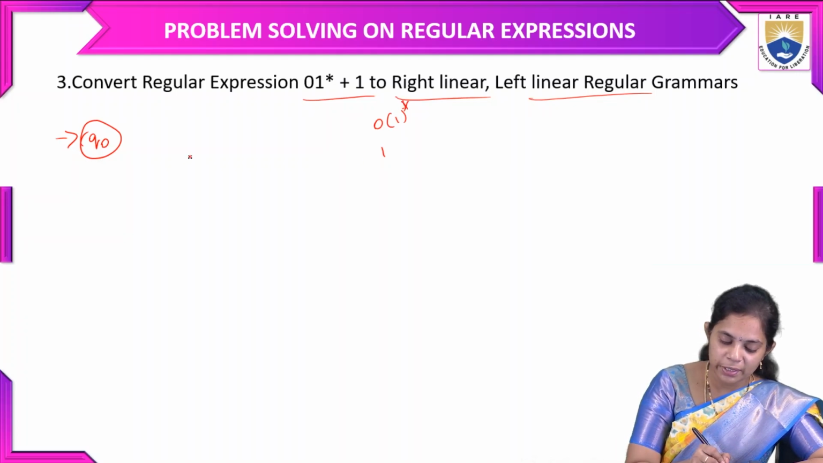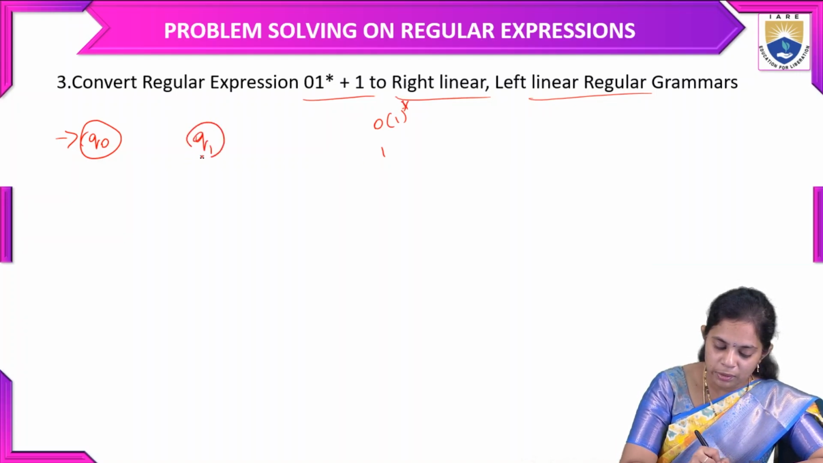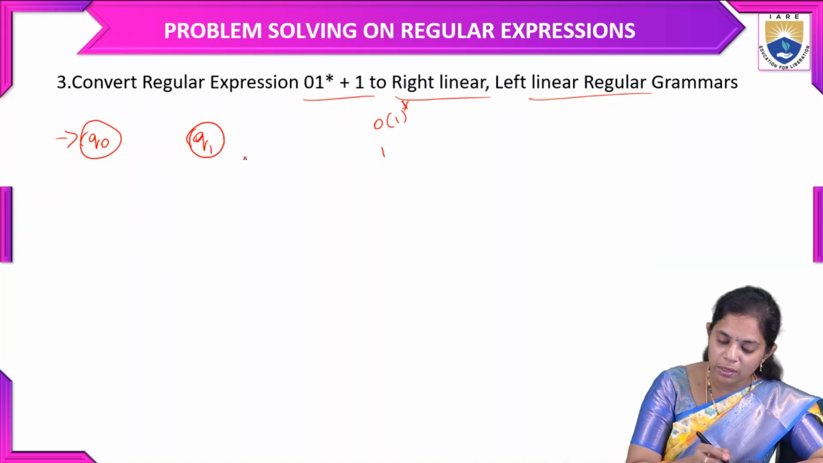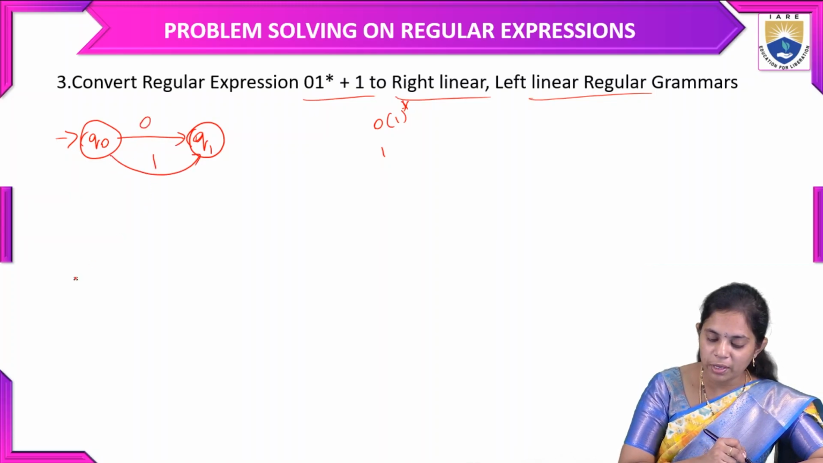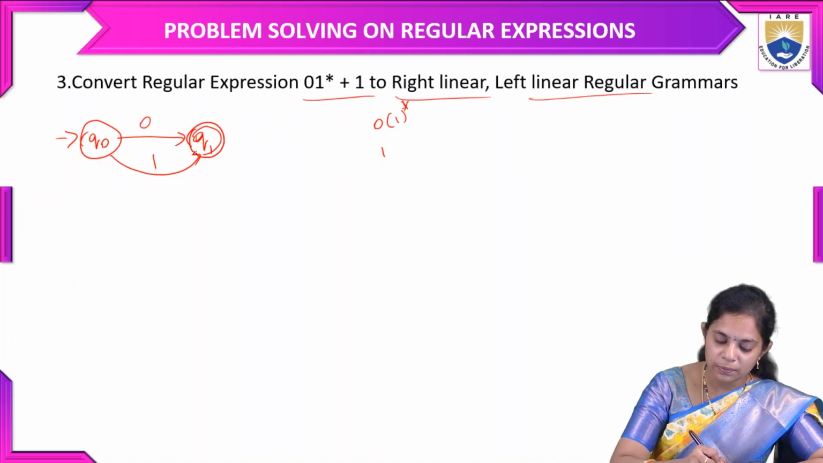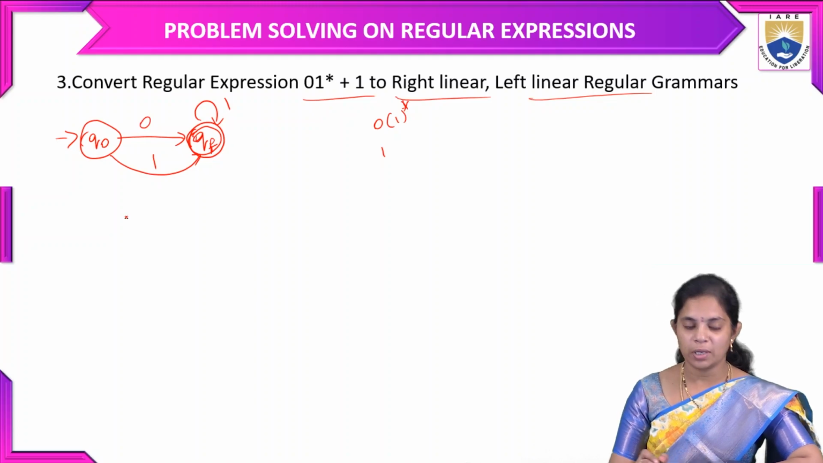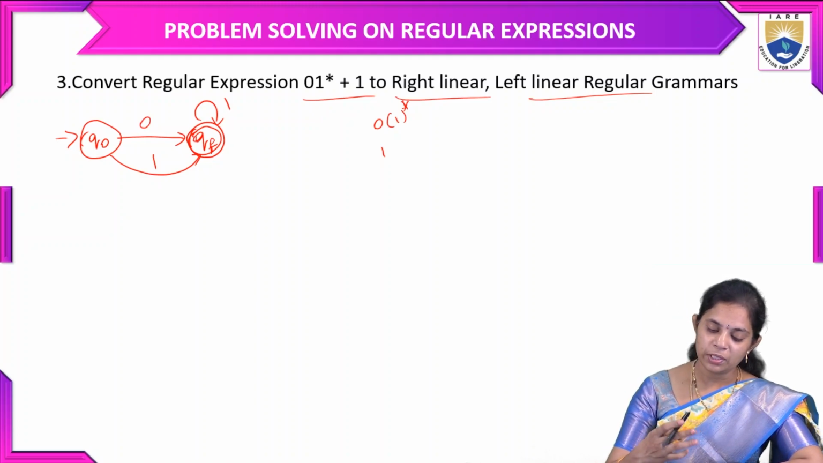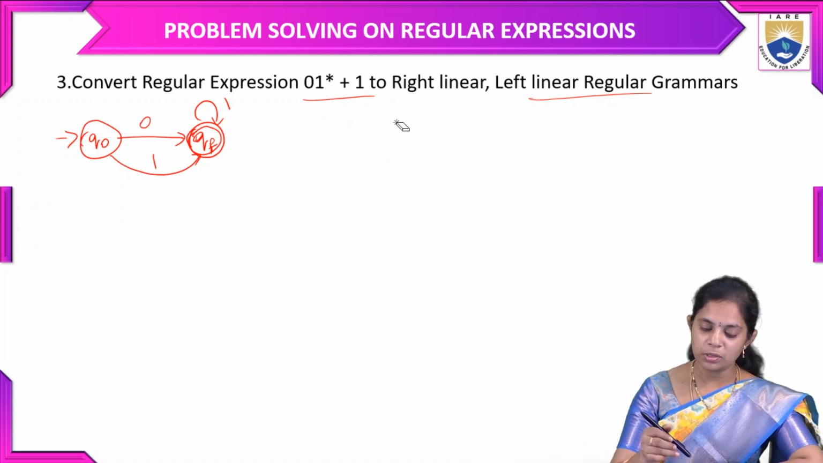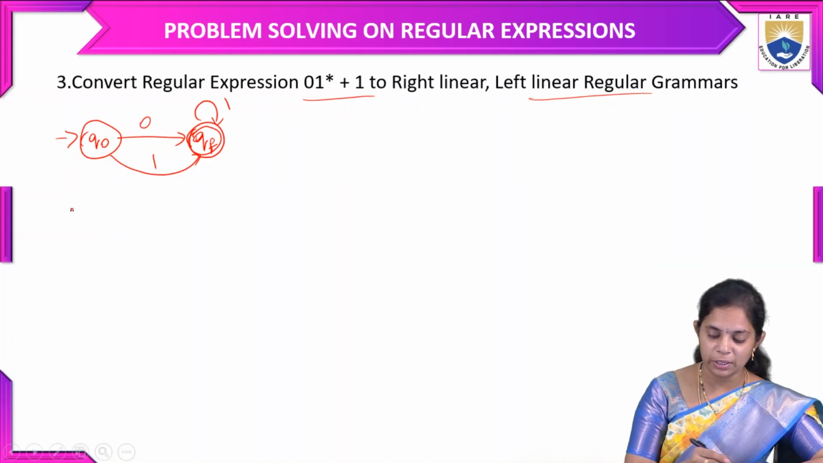So here how to write this one? Q1. So here 0, 1 star plus 1. With the 0 input, it is reaching the final state, and with the 1 input also it is reaching the final state. And here, this is the final state. And here 1 star, we can write it as a 1 star loop here. So this is the finite automata for this regular expression. And now we need to write the transition functions, then we need to write the linear grammar.